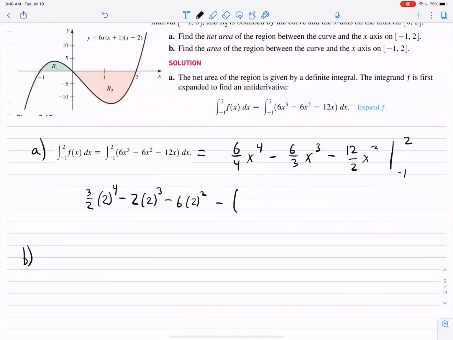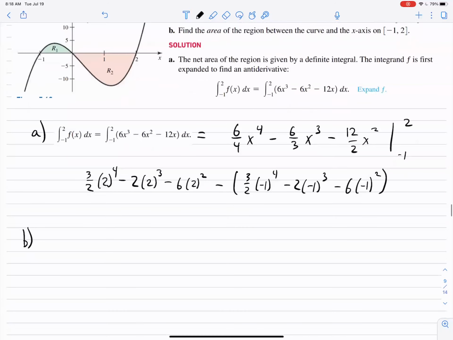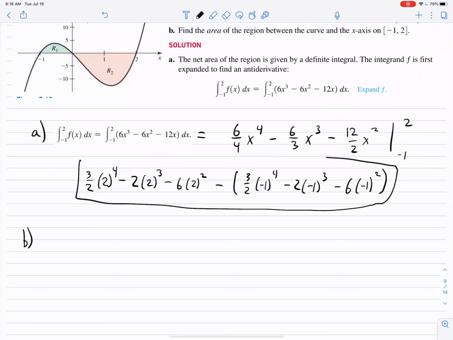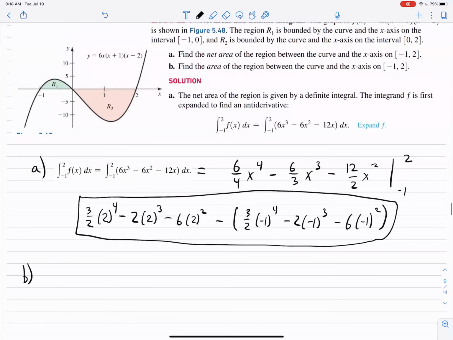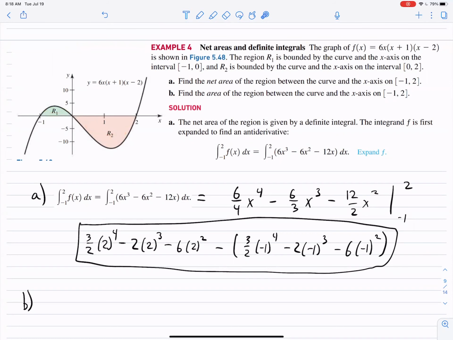Then minus, when you plug in -1, it's 3/2 times -1 to the 4th, minus 2 times -1 to the 3rd, minus 6 times -1 squared. And so that's what the net area is. It'll be some negative number, it looks like, because this area is bigger than that area. How do we find the total area? So not counting this as negative, how do we find the total area?